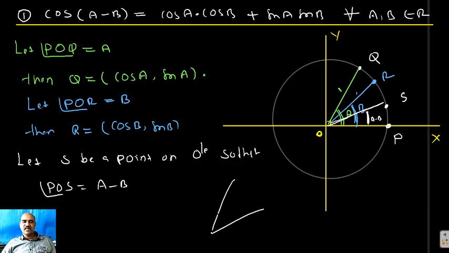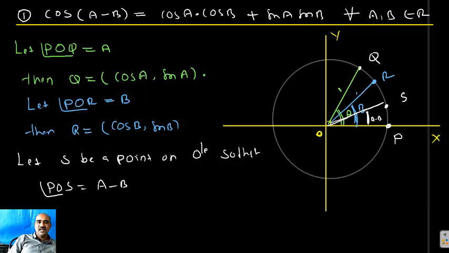Students, listen, first this total angle is A, after this angle is B, so this angle minus this gives A minus B. Taking A minus B as magnitude, you can locate a point S on the circle. Okay, what is the meaning of that? Angle POS is A minus B.